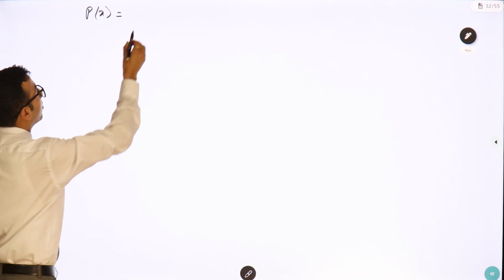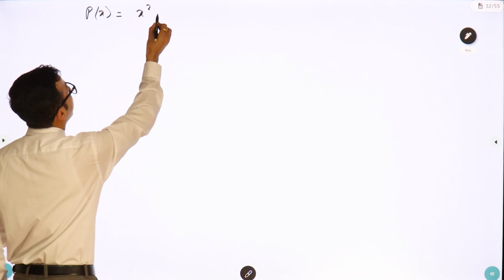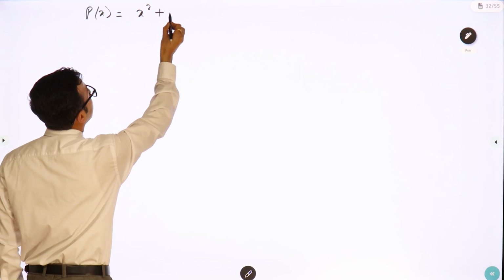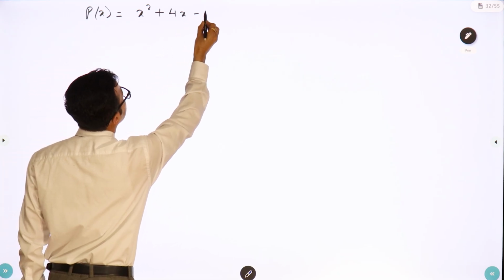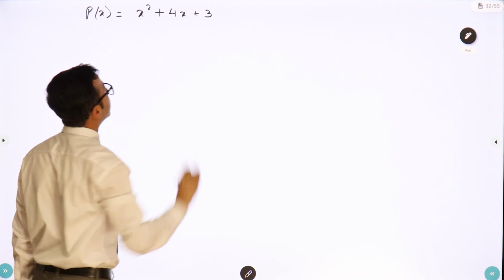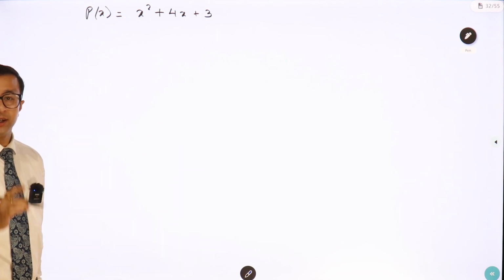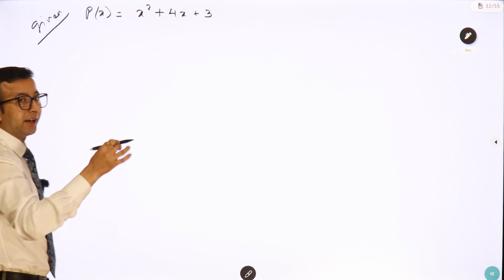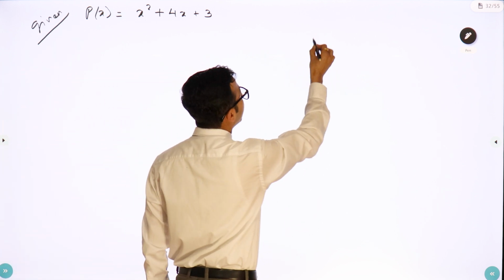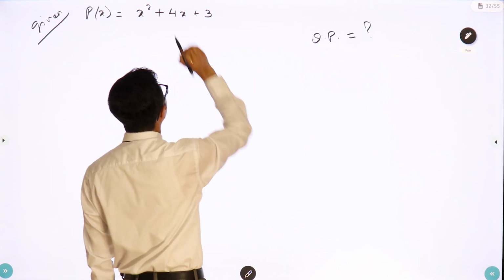Px, the given polynomial is x square plus 4x plus 3. Let's say x square plus 4x plus 3. This is one of the quadratic polynomials that is given. This is the given polynomial, and we need to find a quadratic polynomial whose roots are double of this.